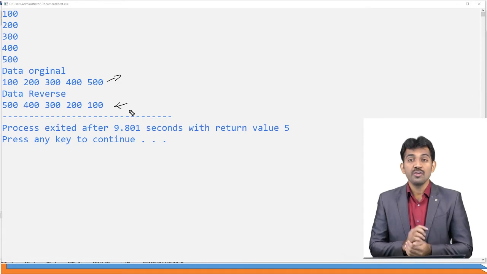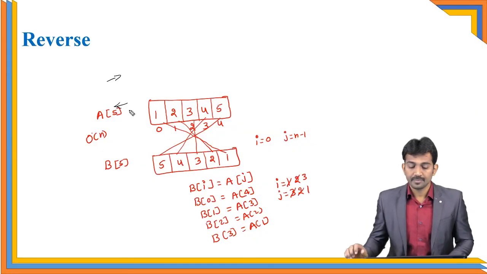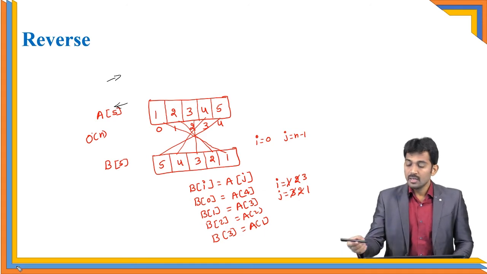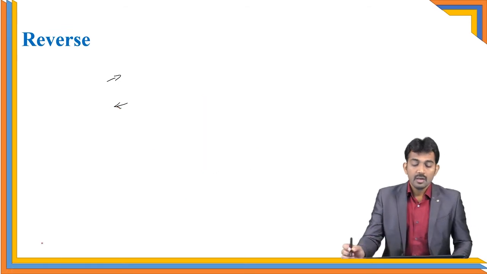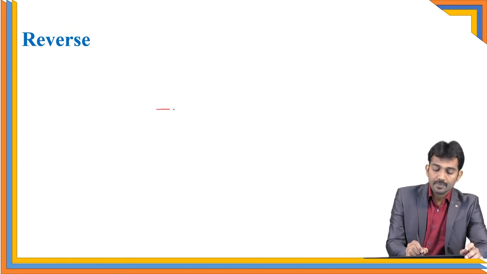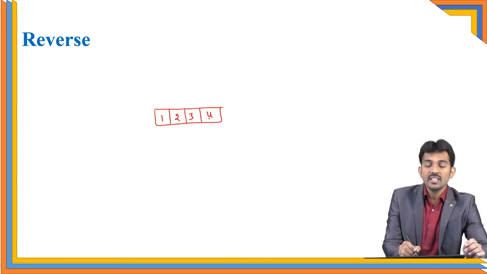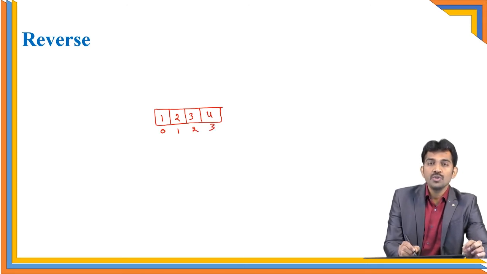But what should I do for the same array? For the same array, I'm going to tell you the algorithm. Here, it's very simple. You just take one array, the same array: 1, 2, 3, 4. Instead of taking a new array, this is the 0 index, 1, 2, 3. So, what I'm going to do here?